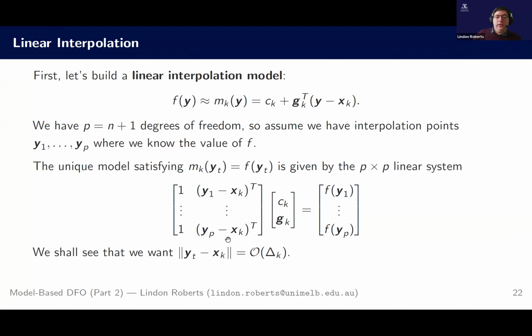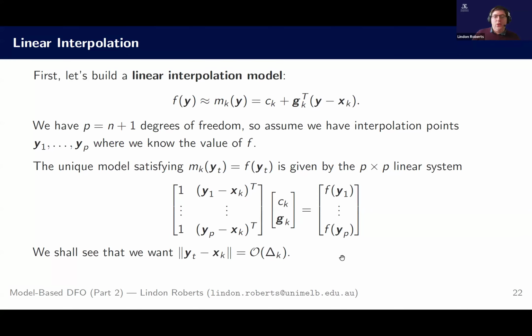What we will find though, in a couple of minutes, is that we want the distances between our interpolation points and our base point, our current iterate, to be of size delta, which kind of makes sense. We're trying to approximate our model inside the trust region. So our interpolation points should be pretty much within the trust region, or at least close to it.